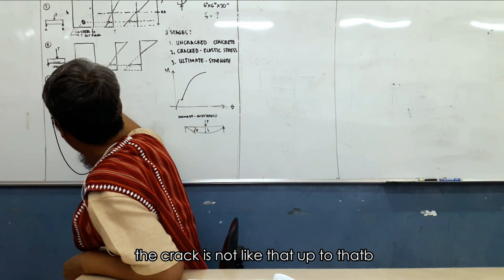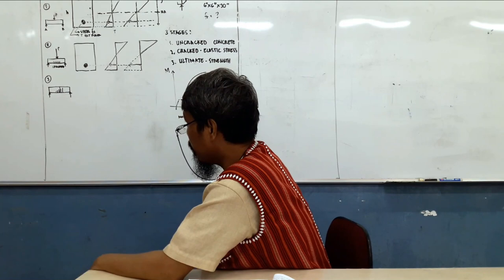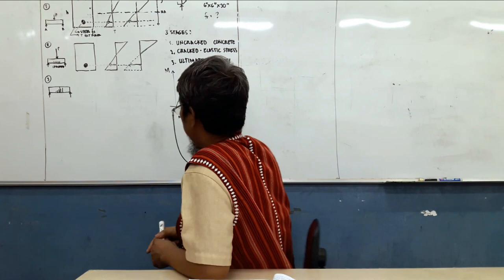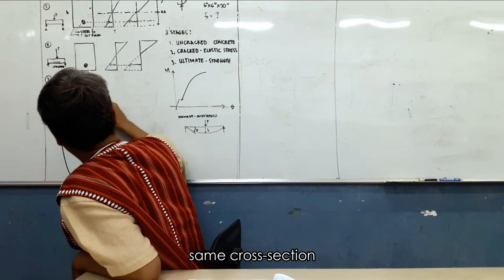So the rock is not the cat, so the rock will run. Will go up to that upper side. So if that happens, the beam will fall. Somehow beam, okay? So ultimate. What happened? We still have the same cross-section. Same cross-section. Same amount of reinforcement.